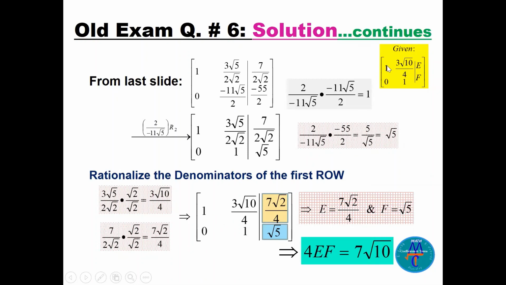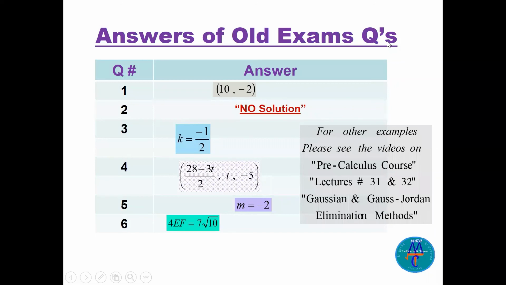See, look at the given here, 1, 0, 1. We have 1, 0, 1, 3 square root of 10 over 4. So this is E, this is F. So E is 7 square root of 2 divided by 4. F is square root of 5. Let's find 4EF. So 4 multiplied by E multiplied by F will be 7 square root of 10 is the answer. Now here are the answers of these 6 questions.